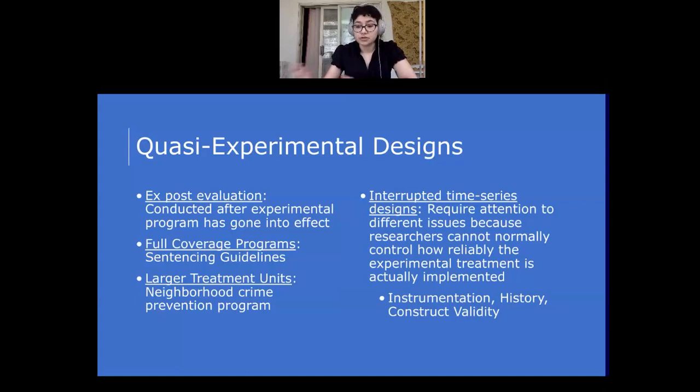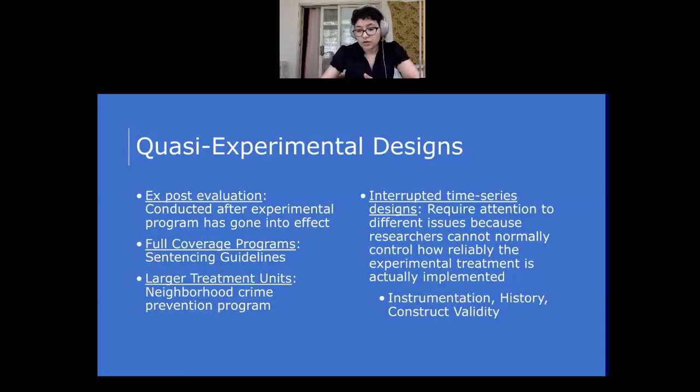Or we can look at different locations. So let's say a program intervention was only done in certain parts of your city and not in others. And so you would match different neighborhoods that have similar demographics, but one was in the program intervention, one wasn't, and see the differences between those things.